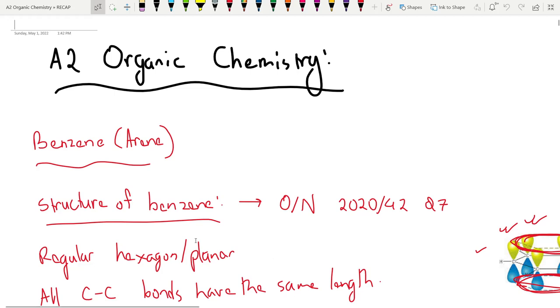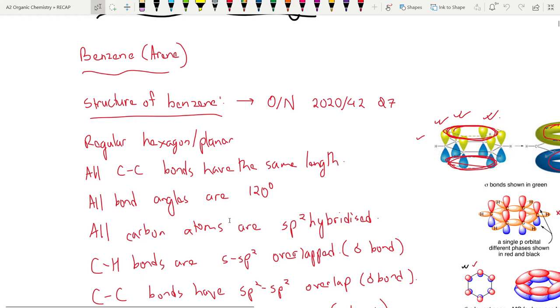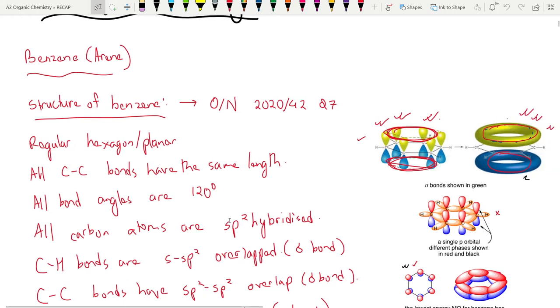Okay, so let's begin. I'm going to add timestamps in the description so you can skip to them if you want. So let's start with benzene, or arene. We need to know about the structure of benzene. These are marking points taken from ON20 variant 4, question number 7.